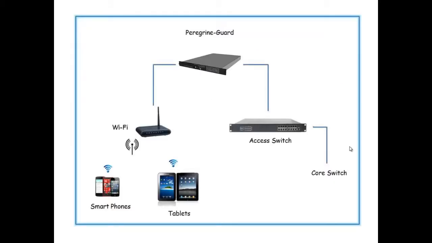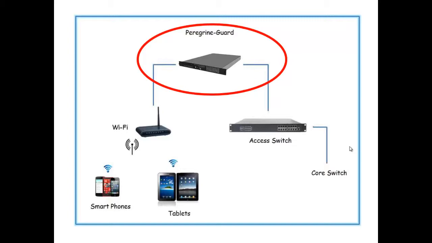Peregrine Guard is an appliance. It sits between the wireless access point and the access switch. As you can see, it's an inline device with a pass-through bridge. It looks at all the network packets transparently and applies the network policies as set by the administrator.